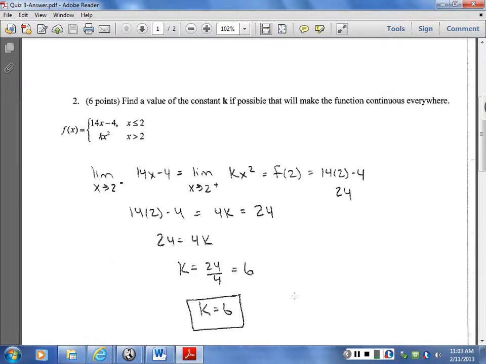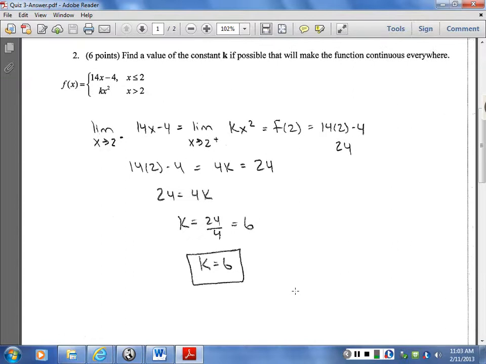Next question, pretty straightforward. We did a couple of examples in class of this. Find the value of k that makes this function continuous. The limit on the right has to equal the limit on the left, which has to equal the value of the function at the point. So you're solving the linear equation 24 equals 4k, and the k that satisfies that is 6.